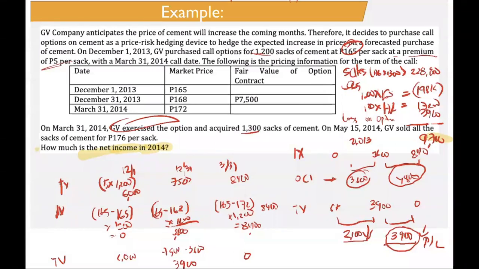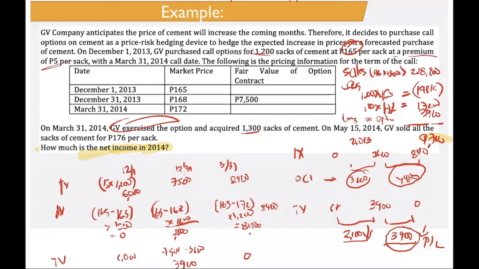So again, how do we compute the gains or losses here? For intrinsic value, place in OCI. For time value, place in profit or loss. How do we compute your intrinsic value? That is equal to your strike price less spot rate. So 165 strike price less spot rate on December 31, 168, and then 165 strike price and 172 spot rate, multiplied by the notional amount, which is 1,200 sacks. After that, time value is equal to your fair value less intrinsic value.